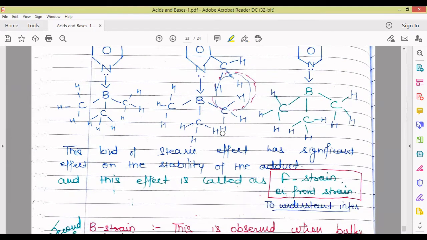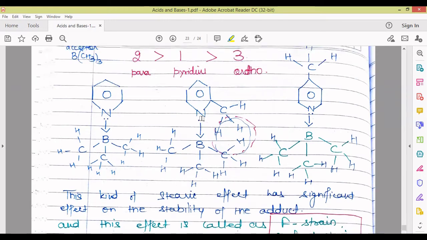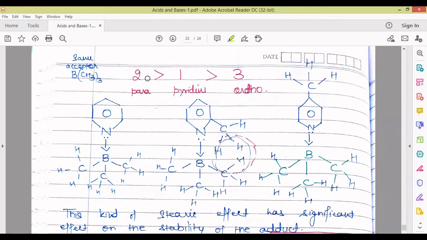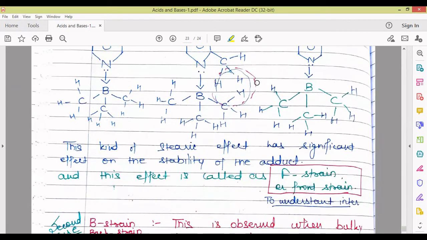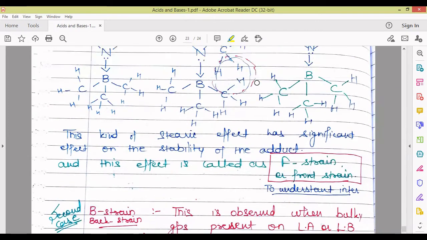So this is how steric hindrance plays the role. This kind of steric effect has a significant effect on the stability of the adduct. This adduct is not stable as there is steric hindrance, and the order of Lewis base character, when they are donating their electron pair to this Lewis acid, is that para has maximum Lewis base strength, then comes pyridine, and then comes the ortho isomer. This effect is called F strain or front strain. This is a case of steric hindrance.